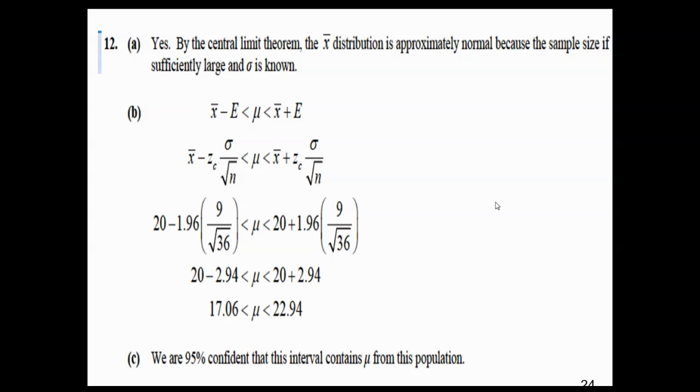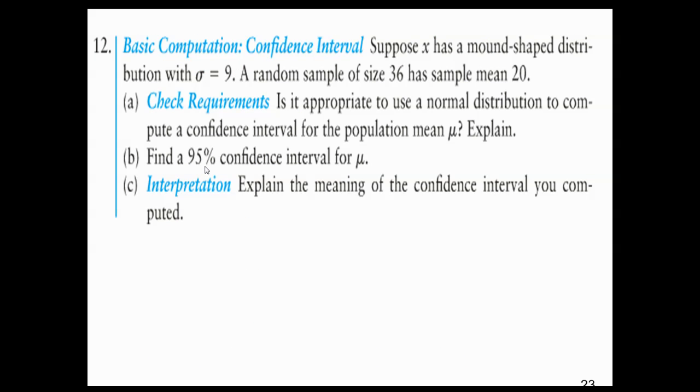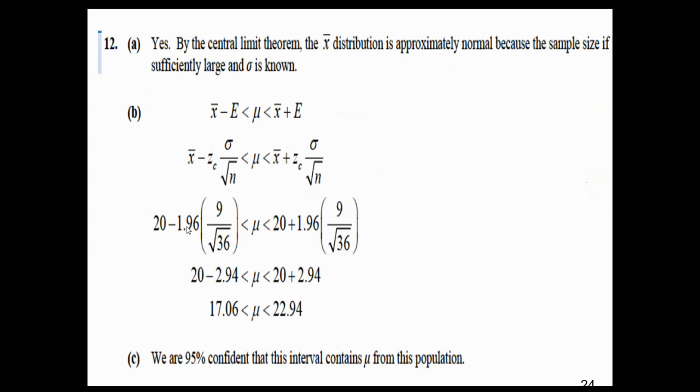So once again, here's the formula, and we're looking at a 95% confidence interval. My z-score that's associated is 1.96. All I'm doing is in place of sigma, I'm substituting a 9, and in place of n, I'm substituting 36. All of this works out to be 2.94. It's going to be the same thing on the other side. So I'm taking my sample mean, subtracting that 2.94 on the low end, and adding it on the high end. And here's my confidence interval, between 17.06 and 22.94.